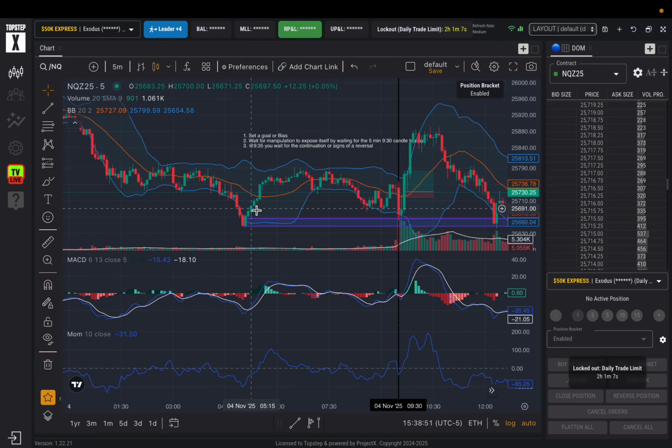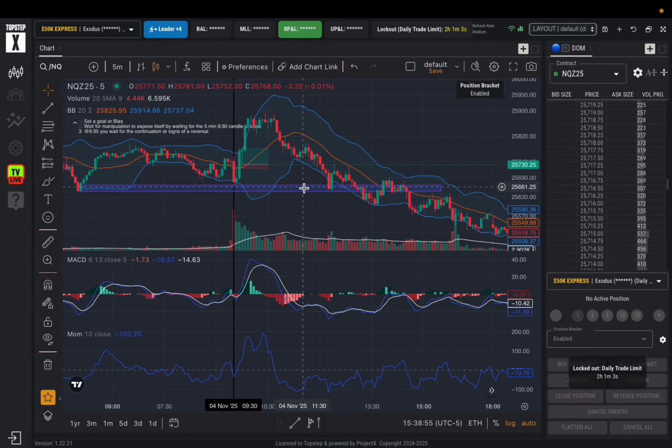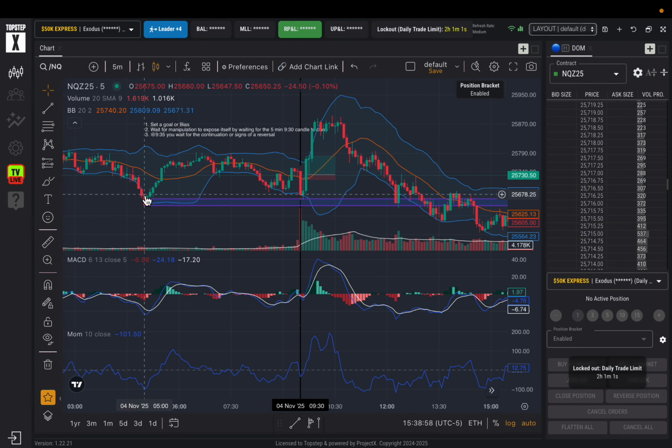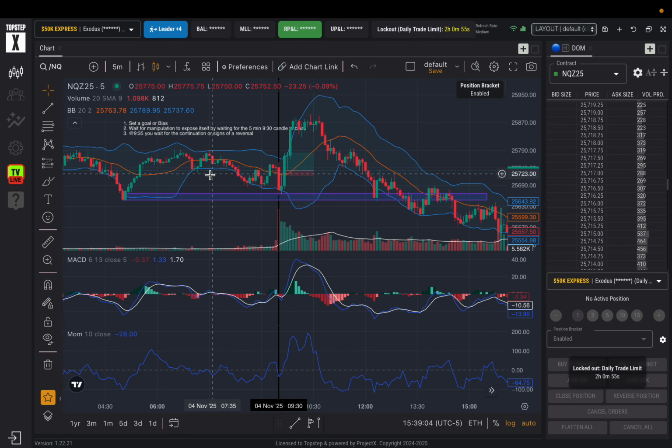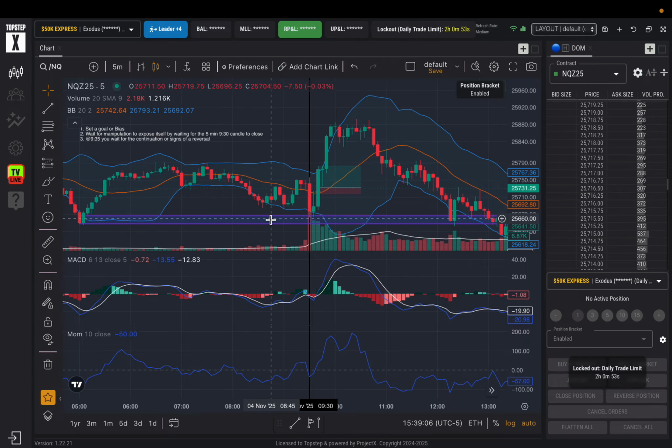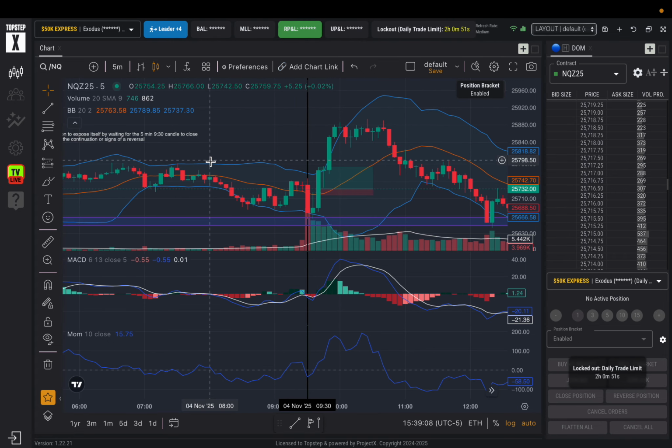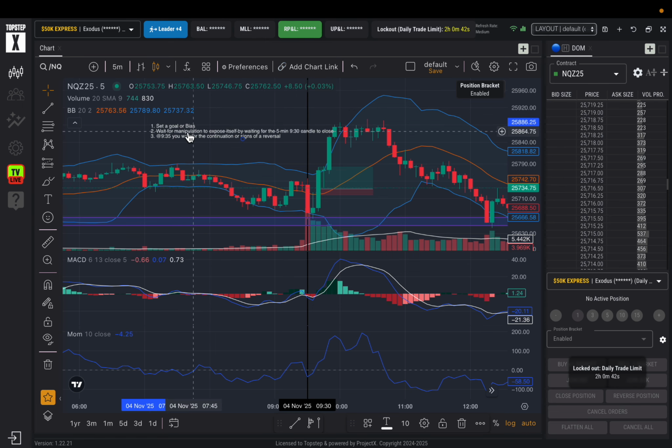Now I did mark out this right here during the London session, or no, I'm sorry, this is the Asia session, pretty sure. And this is a liquidity zone. So with things like this, when you see price go directly to this zone, which you look for, right? Because remember, you set a goal and you wait for manipulation to expose itself.